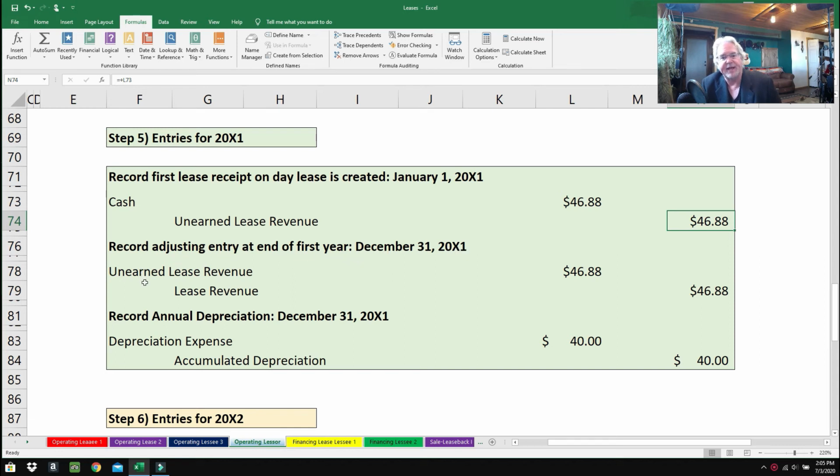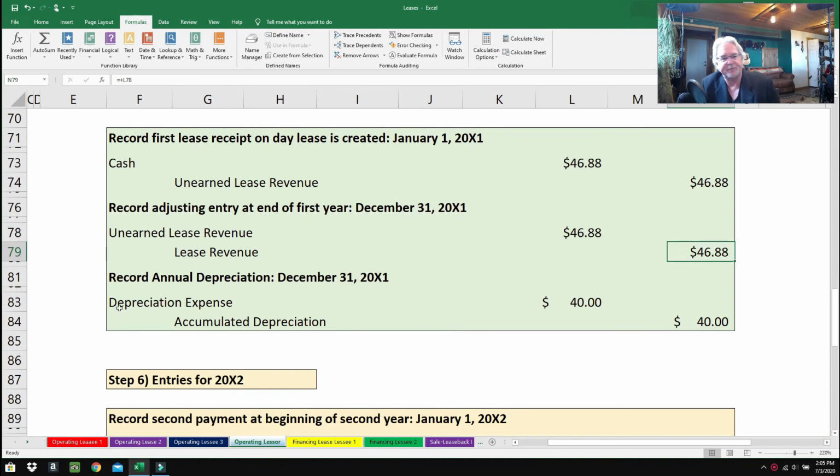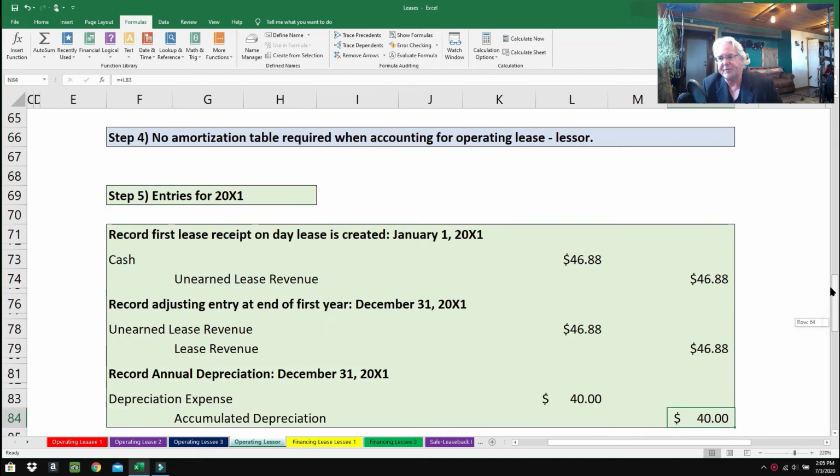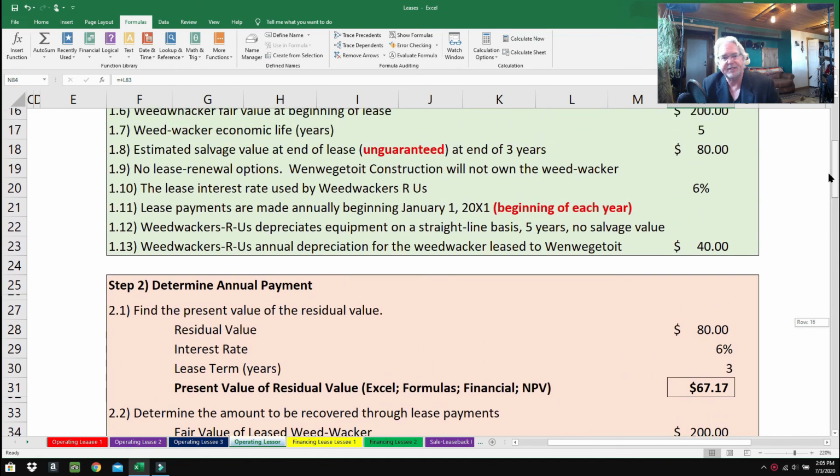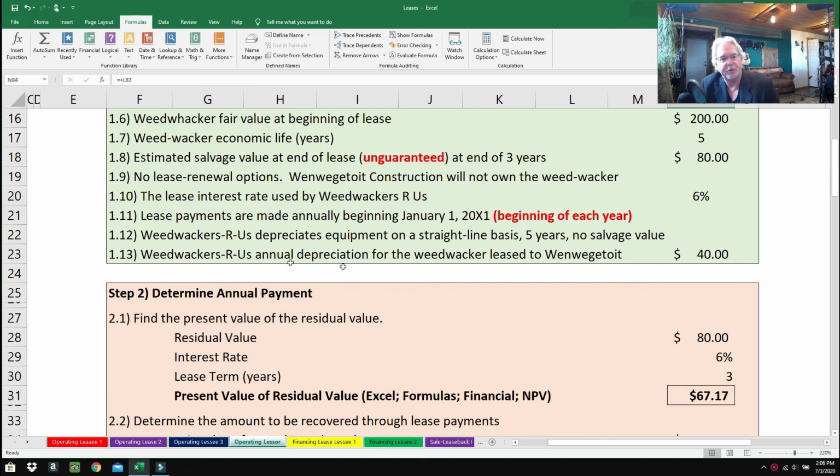Well, at the end of the year, they finally did earn that revenue, so we're reversing out the unearned revenue and claiming lease revenue for $46.88. So we're just renaming that. And then we're recording depreciation. Record annual depreciation, December 31st, 2001. Well, depreciation expense is 40. Accumulated depreciation is 40. If you're wondering where that's coming from, well, it was in the information right up here. There it is. Here it is in the original information, 1.13 depreciation, $40.